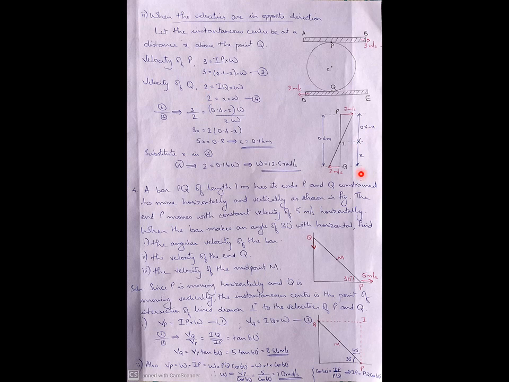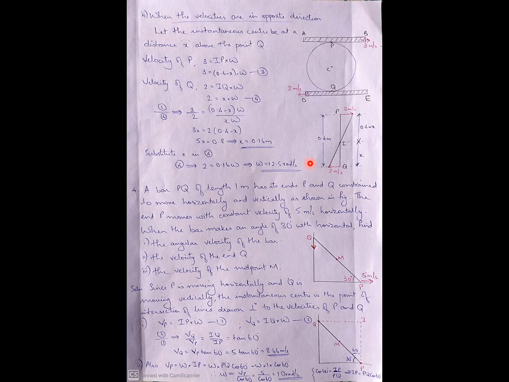Similarly, velocity of Q equal to 2, which is IQ into omega. IQ is x into omega. So you will be getting equation 3 and equation 4. Solving equations 3 and 4, you will be getting the x value. Substitute x in either equation 3 or 4 and find the angular velocity. So that was motion of a roller without slipping.